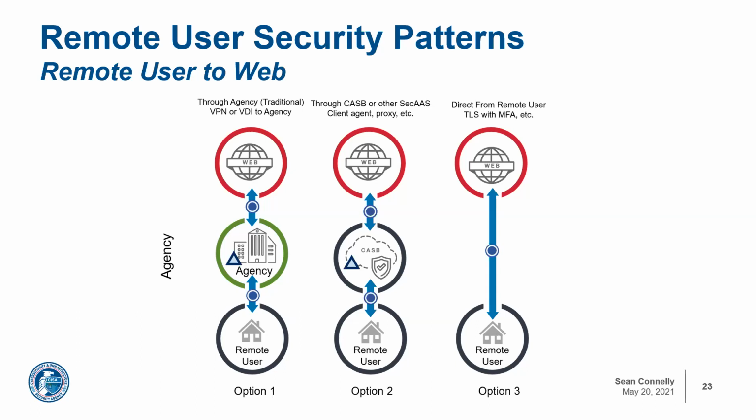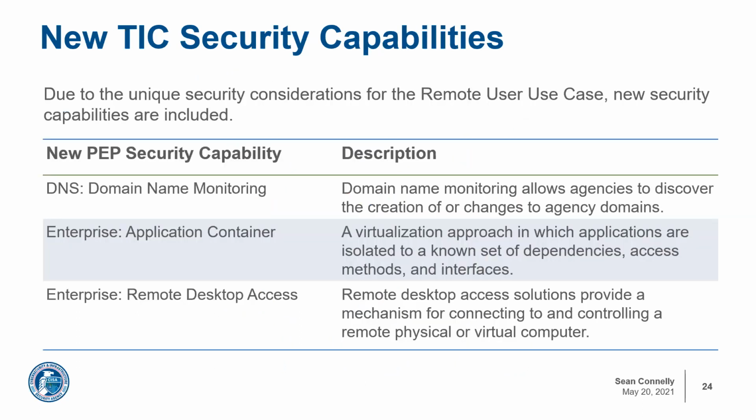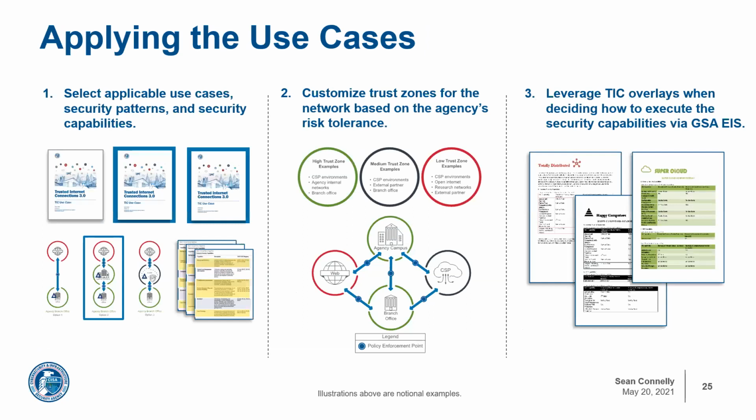Next slide, please. Each of these different use cases has a number of unique capabilities. I think the catalog that I briefly mentioned before has somewhere between 70 and 80 capabilities at this point. Each time we introduce new use cases, including a remote user use case, we offer new capabilities, and these are some of the capabilities we outlined from the remote user use case.